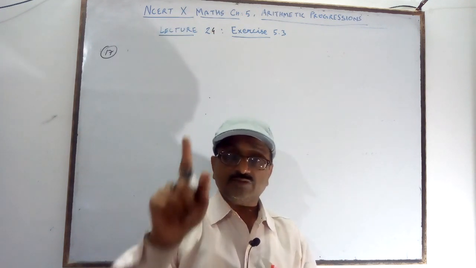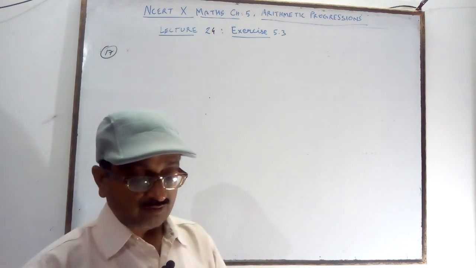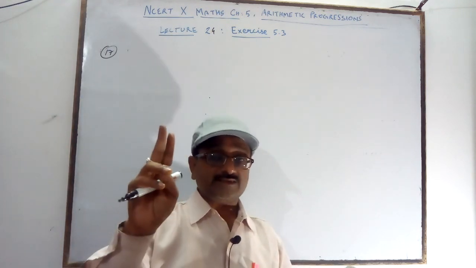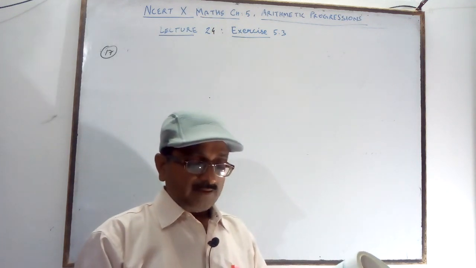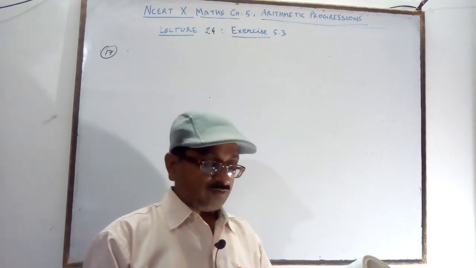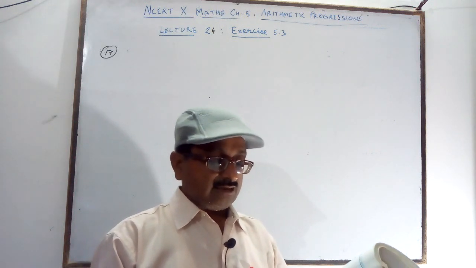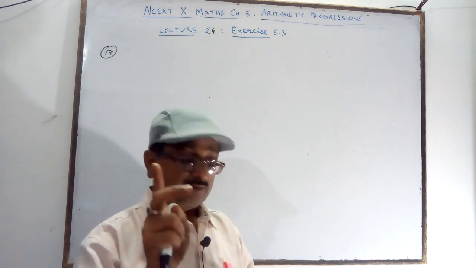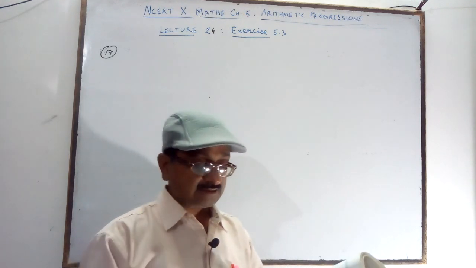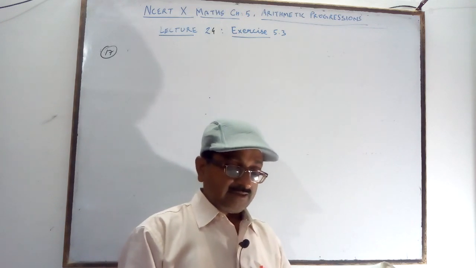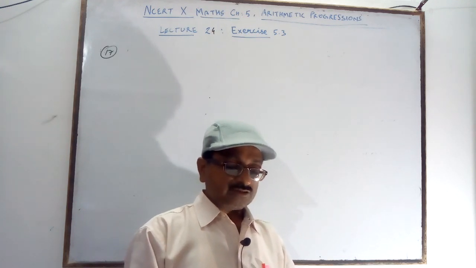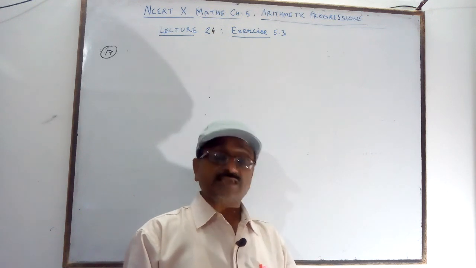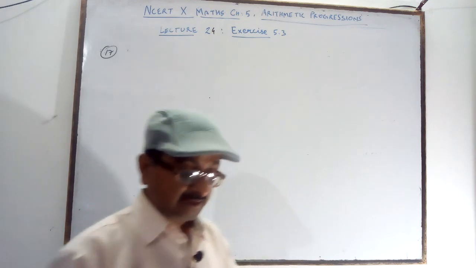If class 1, there will be one tree. If class 2, then each section will plant 2 trees. If class 3, then each section plants 3 trees. So class 1 will plant 1 tree per section, and class 2 will plant 2 trees, and so on. There are 3 sections in each class. How many trees will be planted by the students?